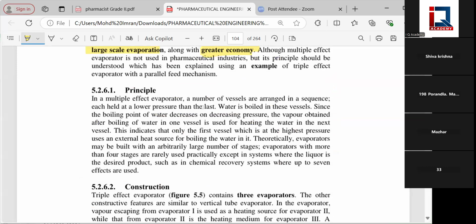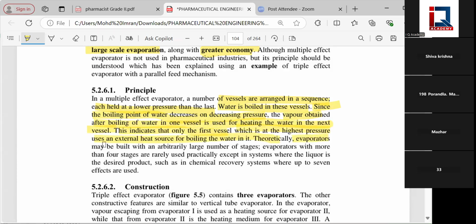So in multiple effect evaporator, number of vessels are arranged in sequence, each held at lower pressure than the last one. Water is boiled in these vessels. Since the boiling point of the water decreases as pressure decreases, the vapor obtained after boiling of the water in one vessel is used for heating of the water in the next vessel. This indicates that only the first vessel, which is at the highest pressure, uses the external heat source for boiling the water.